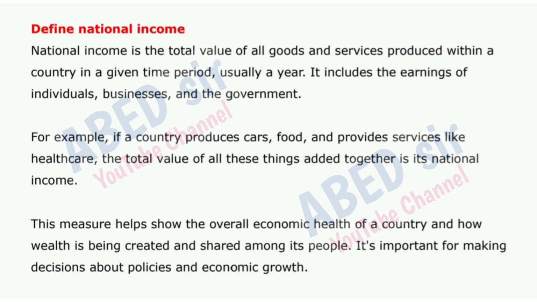For example, if a country produces cars, food, and provides services like healthcare, the total value of all these things added together is its national income. This measure helps show the overall economic health of a country and how wealth is being created and shared among its people. It's important for making decisions about policies and economic growth.